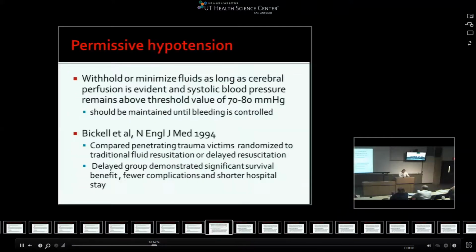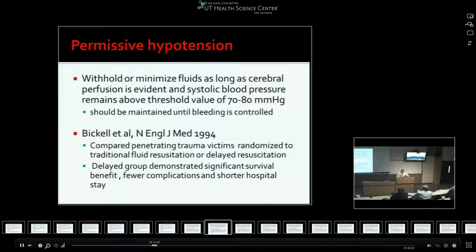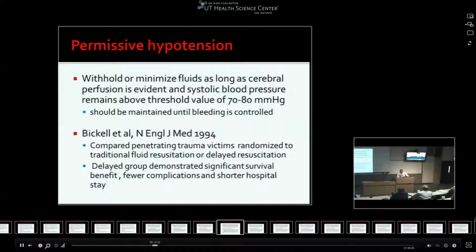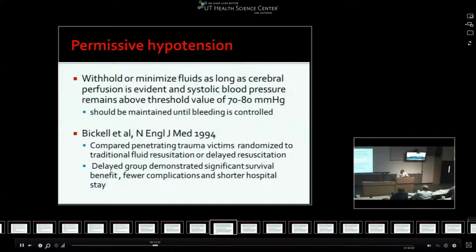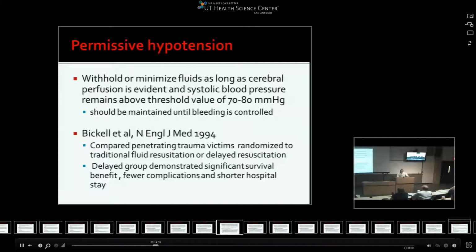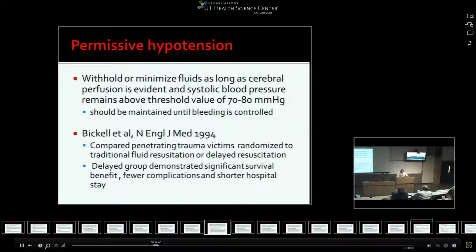I'll be talking a little bit more about the different components of damage control resuscitation, starting with permissive hypotension, which includes withholding or minimizing fluids as long as cerebral perfusion is evident and systolic blood pressure remains above the threshold value of 70 to 80 millimeters Hg and should be maintained until bleeding is controlled.